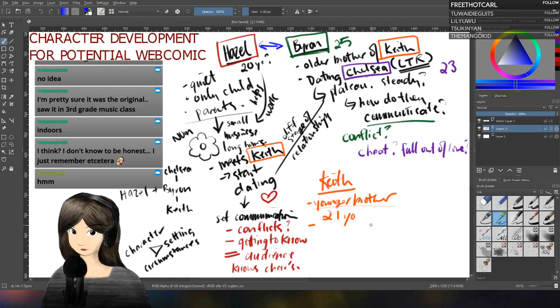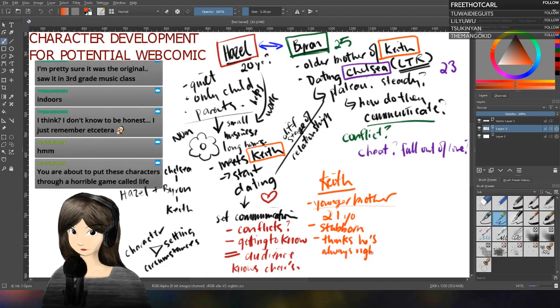Any thoughts, Winters? Keith is younger brother, so he's probably stubborn. And thinks he's always right. No, I know exactly.